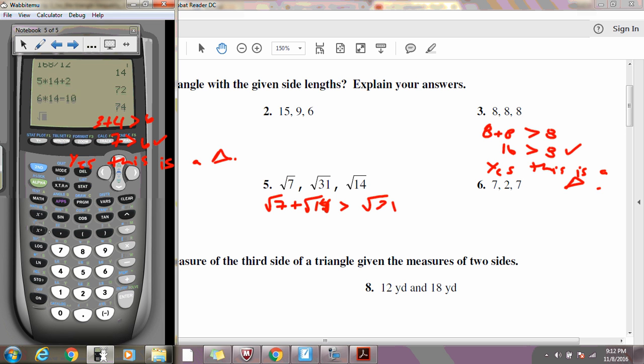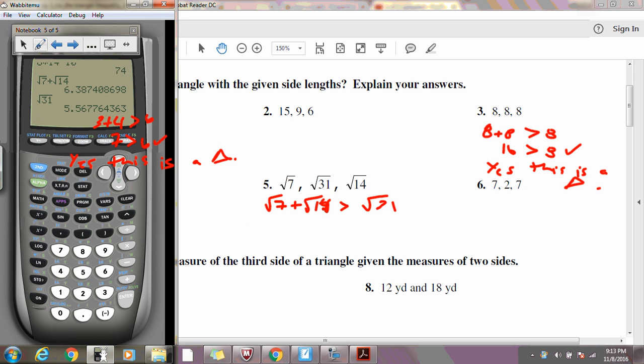Second, x squared will produce the square root. So 7, right arrow to shorten the square root sign, plus the square root of 14, and then hit enter. That's 6.39 roughly. Now let's see what the square root of 31 is. That's 5.57. So yes, this is a triangle.